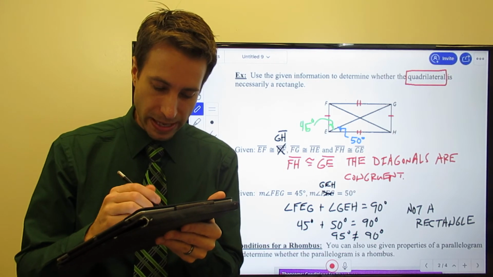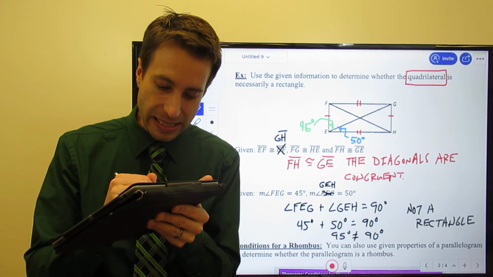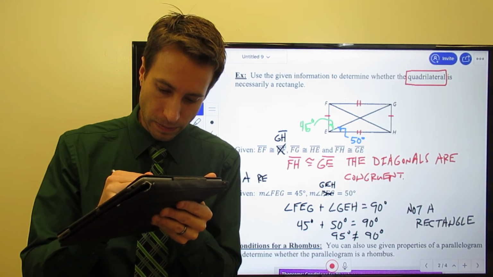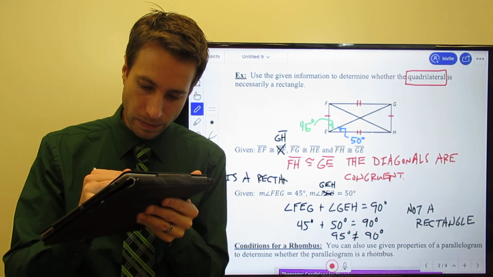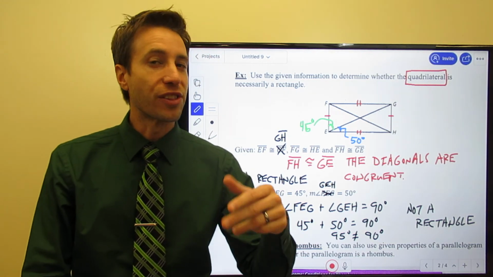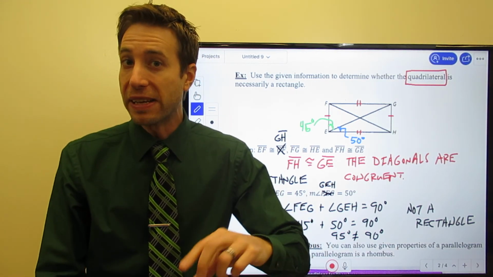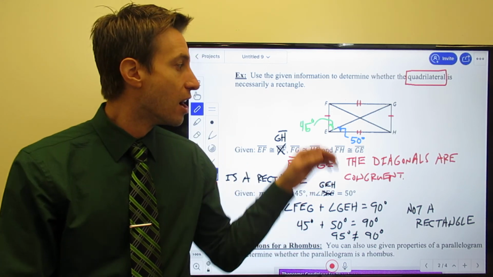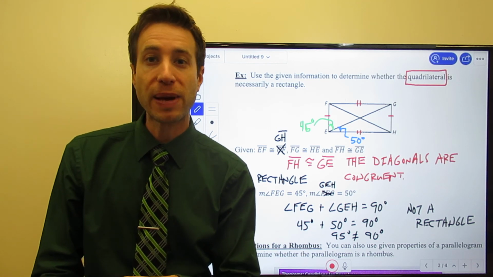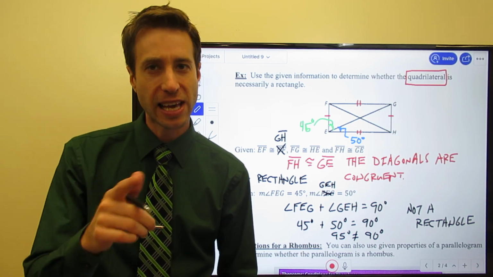And I'm sorry, I should have written it up here. Yes, the first one is a rectangle. So that's how these are going to go. Based on the conditions for proving that a figure is a rectangle, can we take the information given to show that it is a rectangle? What we'll do on the next page of the notes is we'll take a look at rhombuses, and I'll meet you there.